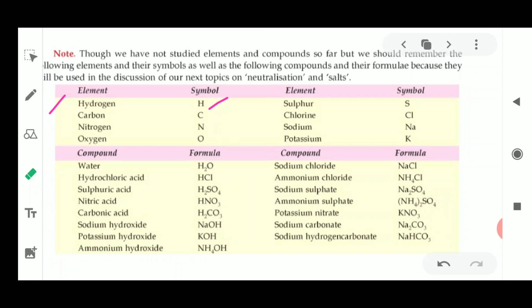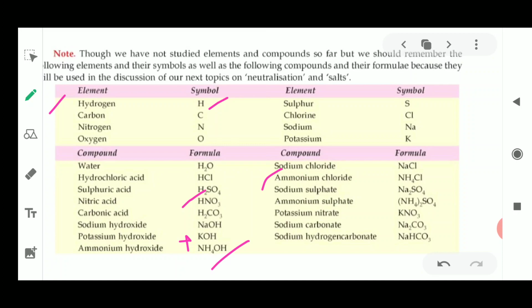When we study formula writing in higher classes, then you will be able to know where we are going to write the bracket or where we are not going to write the bracket. Fine. So the formula for nitric acid is HNO3, the formula for sulfuric acid is H2SO4, the formula for potassium hydroxide is KOH, ammonium hydroxide is NH4OH, then sodium chloride is NaCl.